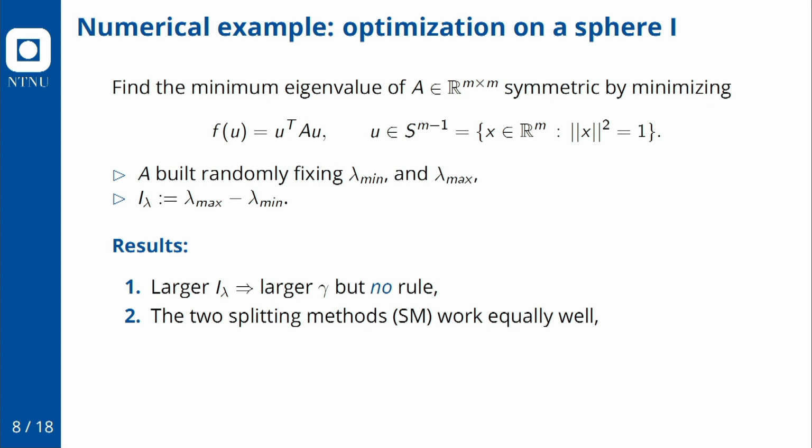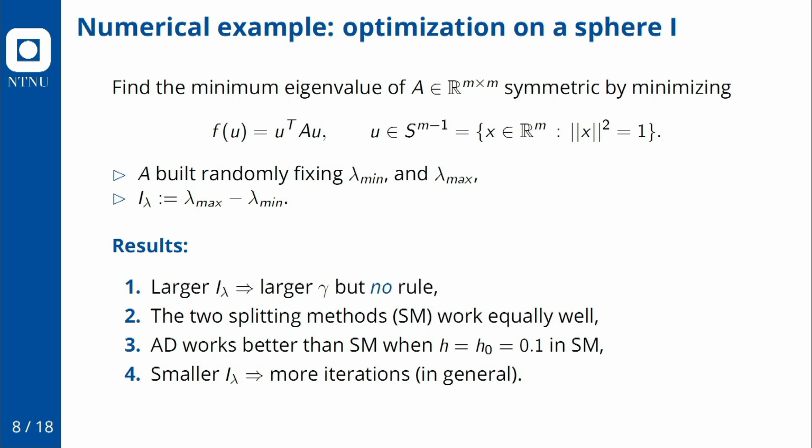And then comparing the two splitting methods of order 1 and 2, they work equally well in terms of number of iterations. Whereas the adaptive routine allows you to decrease the number of iterations. And as a general tendency, I could see that when the eigenvalues range in a small interval, then we require more iterations.